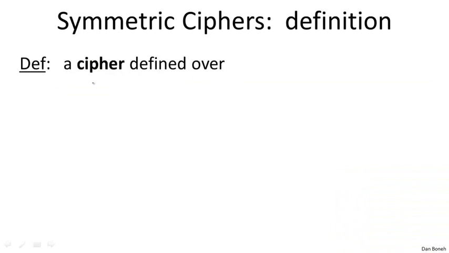Remember, a cipher is made up of two algorithms: an encryption algorithm and a decryption algorithm. But in fact, a cipher is defined over a triple. There's the set of all possible keys, which I'm going to denote by script K. Sometimes I'll call this the key space. There's the set of all possible messages, and the set of all possible ciphertexts. So this triple, in some sense, defines the environment over which the cipher is defined.